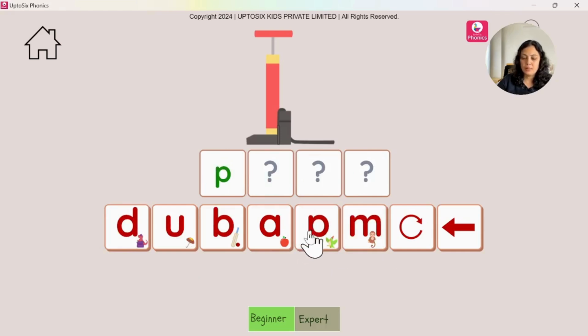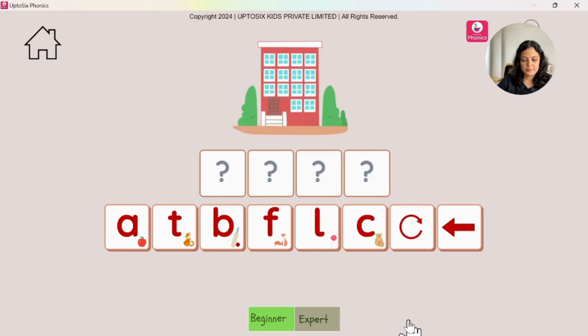Pump. Can you spell flat? Flat. Is the first sound. Flat.